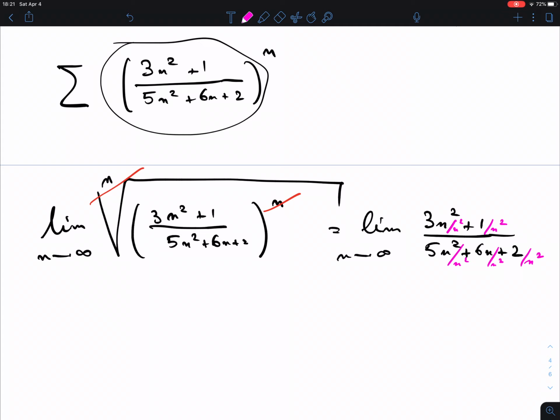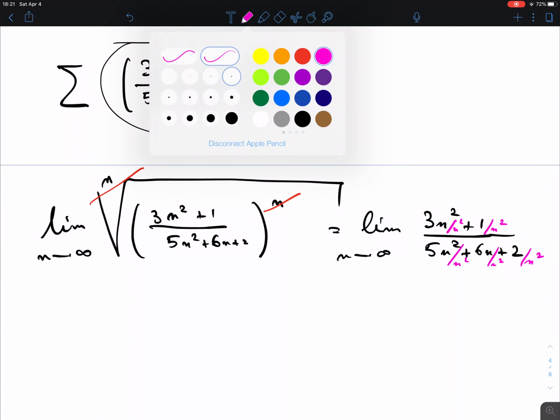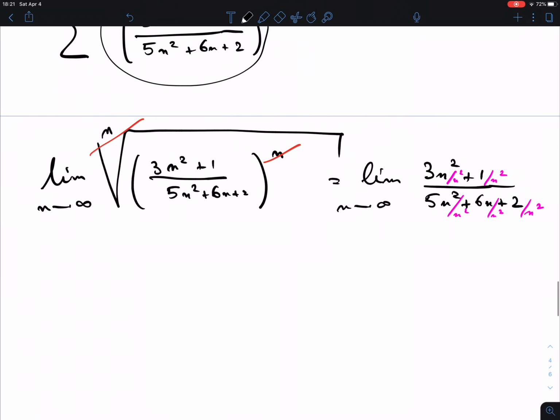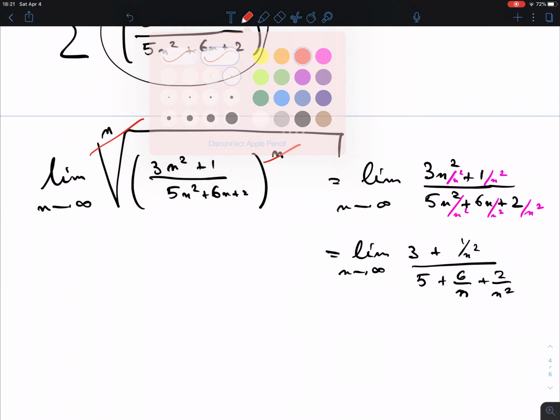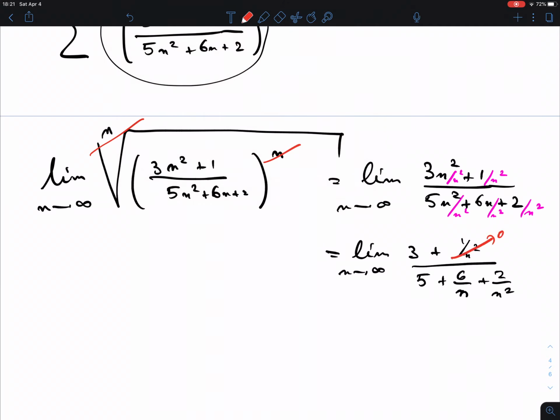Please do this step, especially on quizzes, because sometimes people get confused here and get the wrong numbers. It matters here. So we have 3 plus 1 over n squared, and then 5 plus 6 over n plus 2 over n squared. I hope you see this. And then, as always, if I plug in infinity, each of these reciprocals goes to 0. So what I'm left with is 3/5.